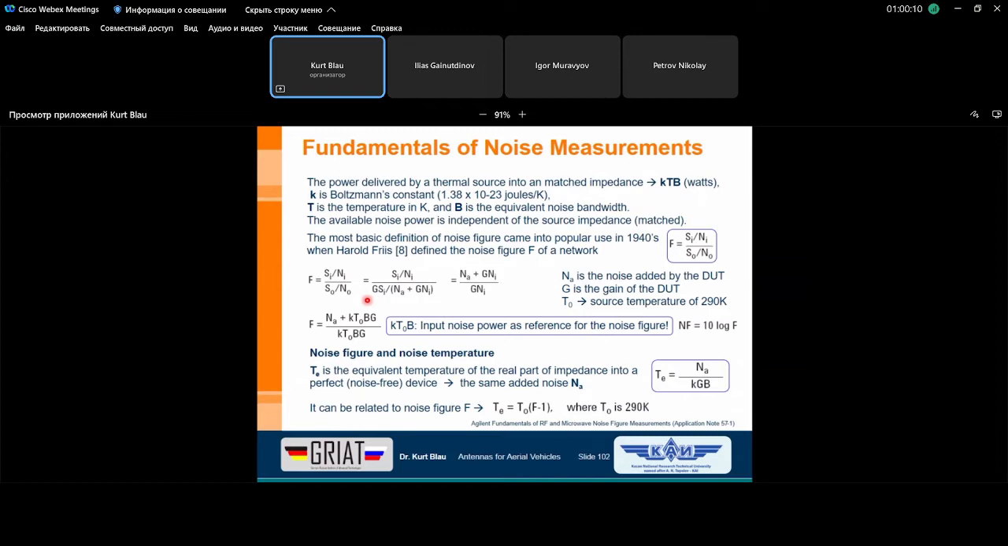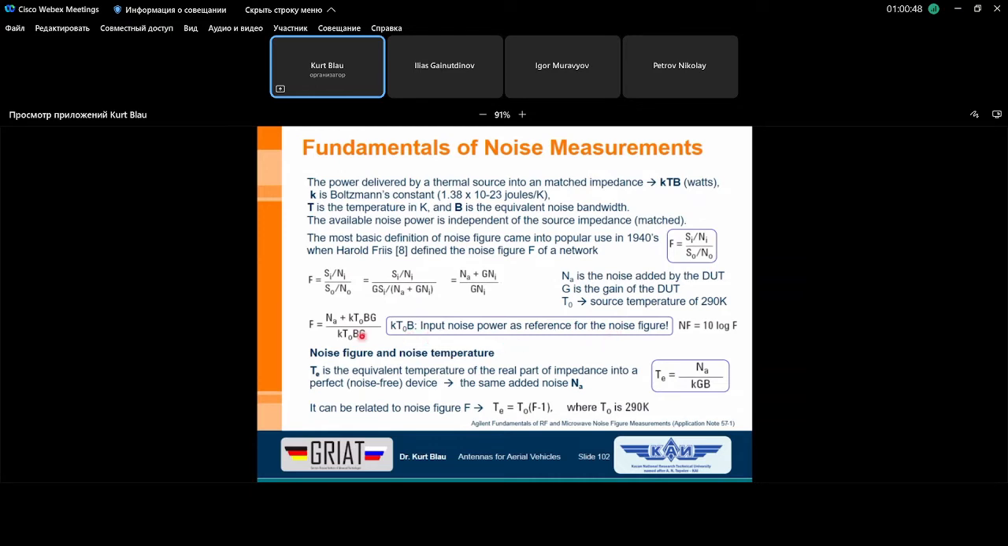This determined bandwidth has to follow a special rule, and I will later explain how to fulfill this rule to determine this bandwidth. And now you can see it here again in these marked words: Boltzmann constant multiplied by our source temperature multiplied by the equivalent noise bandwidth. This is our input noise power as a reference for the noise figure.